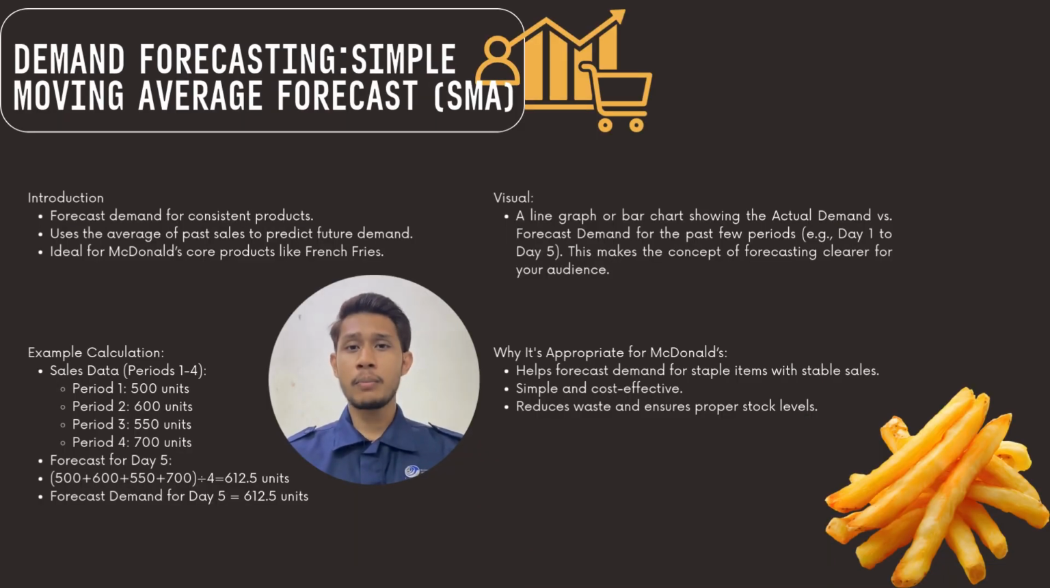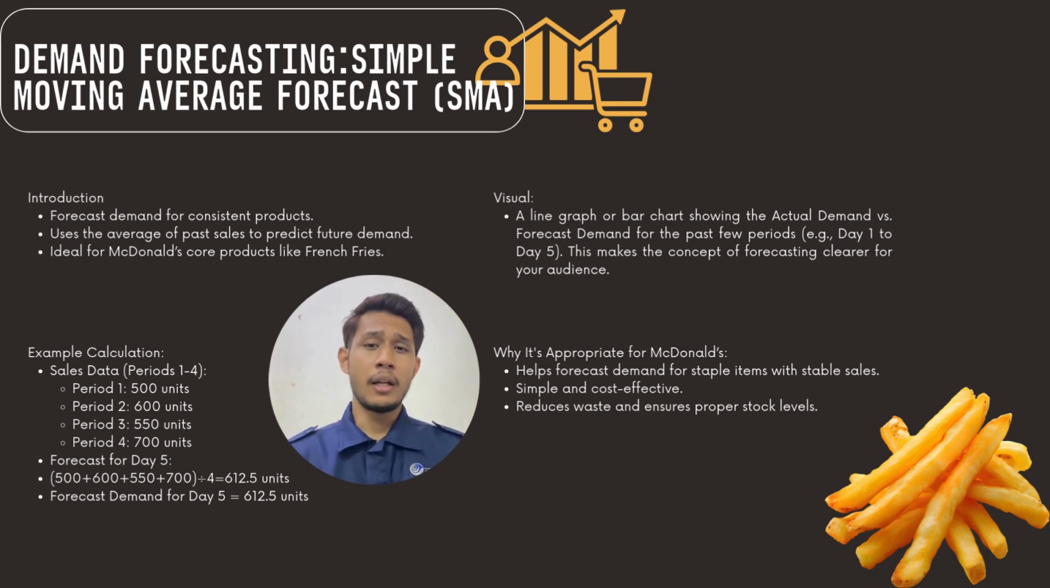Today, I will explain how simple moving average forecasting is applied to predict demand at McDonald's, using French fries as an example. The simple moving average method is one of the most common techniques for forecasting, especially when demand follows relatively stable patterns, which is typical for McDonald's core items. The idea is to take the average demand from a set number of previous periods, such as 4 days, and use that average to predict the demand for the next period.